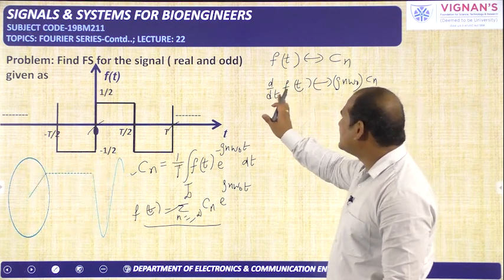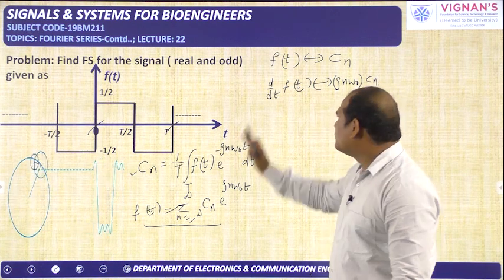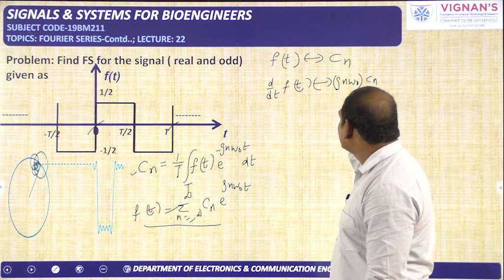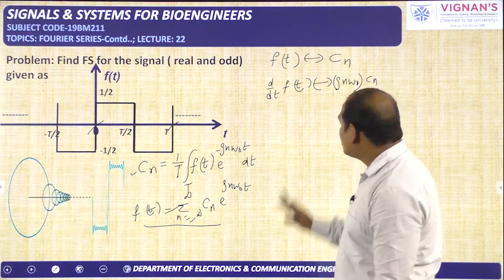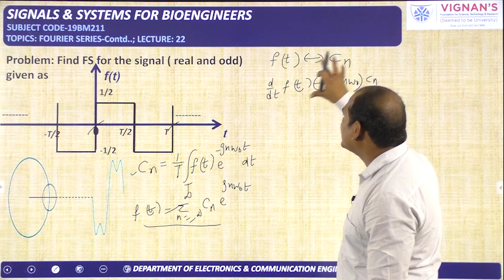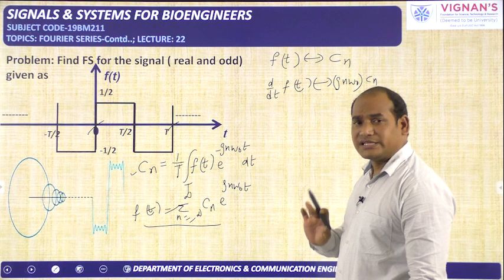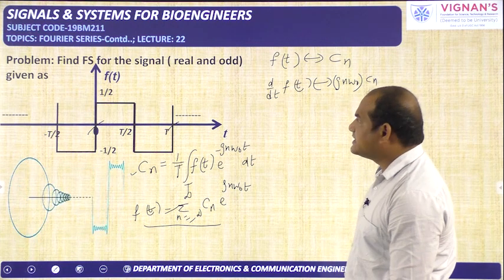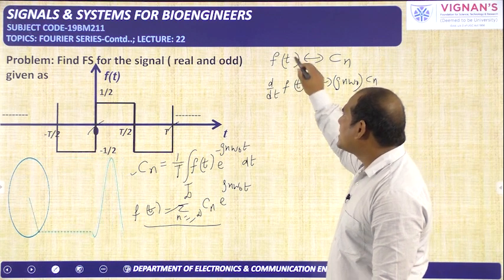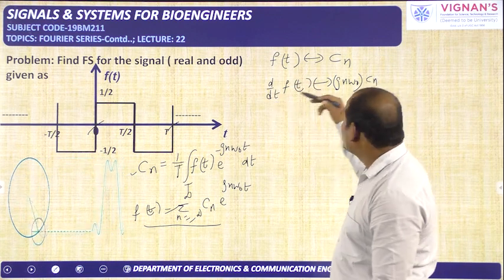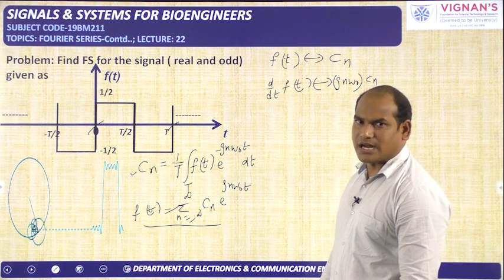What is the statement I have given? Differentiation in one domain leads to multiplication by the variable in the other domain. If you do differentiation here, the variable is n omega naught, and that has to be multiplied with the coefficient. If you do differentiation there, then you need to multiply with its variable, that is time t. Here we are discussing the time differentiation property, so in the time domain we are doing the differentiation, and in the frequency domain we have to multiply with the variable n omega naught.